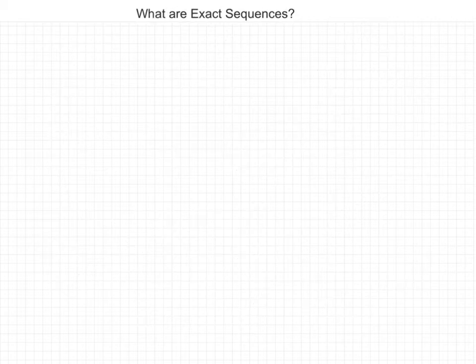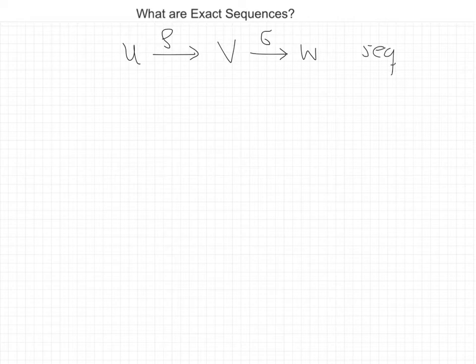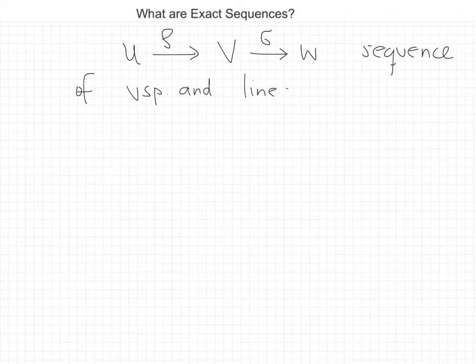Next, let's say we are given a sequence of three vector spaces over the same field K. So we have a vector space U, a vector space V, and a vector space W. You call such a sequence of vector spaces and linear maps between them, where rho and sigma are linear maps, a sequence. If we have such a sequence of vector spaces and linear maps, then we call this sequence exact at V.